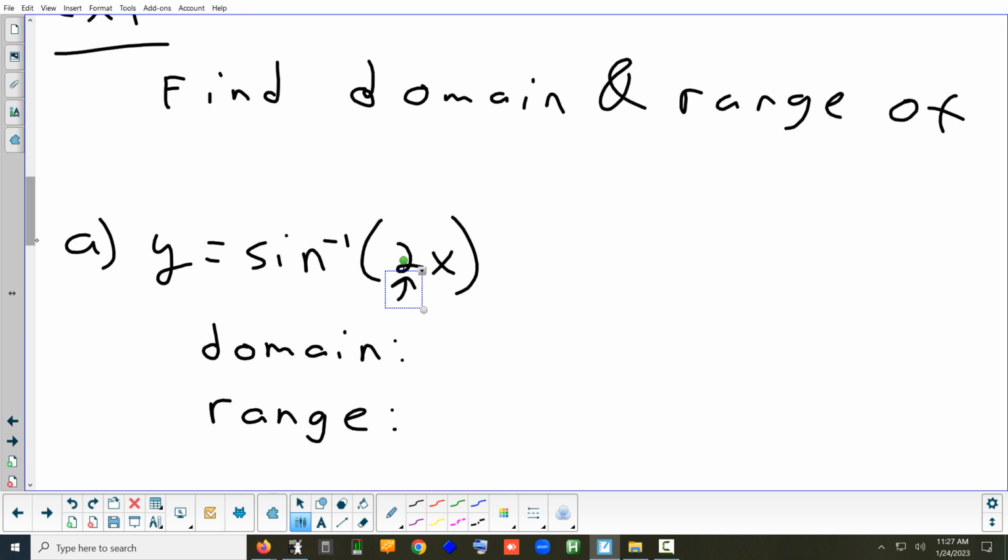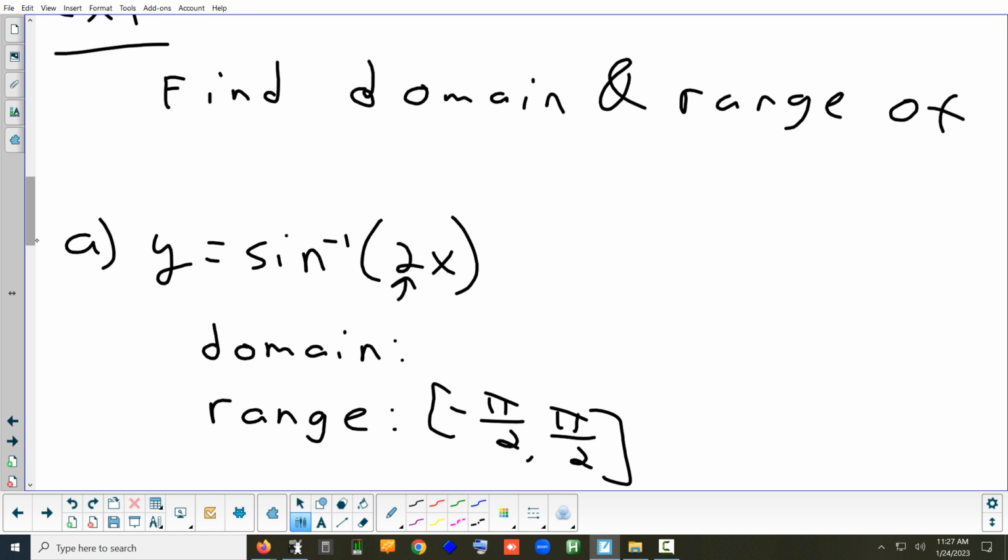It's going to change the domain. So the range in this problem stays the same. What is the range of inverse sine? Yep, it's the domain of the original: -π/2 to π/2.